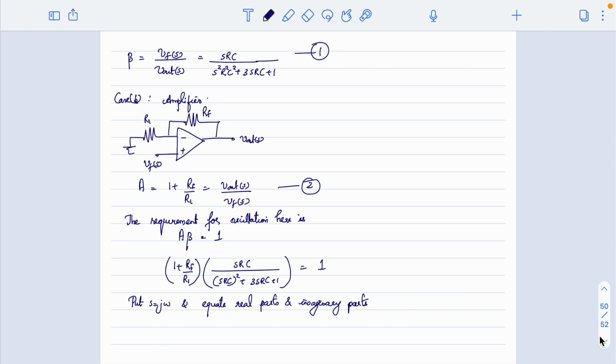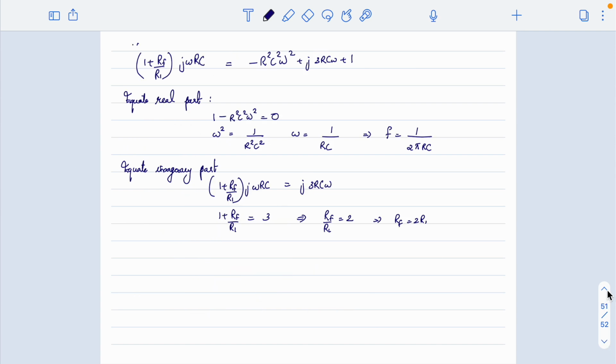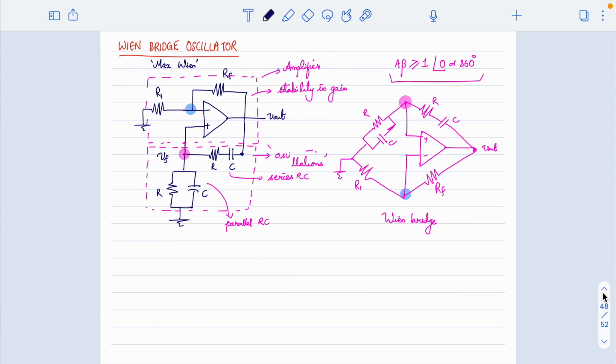So to obtain the condition for the circuit to oscillate, there are two things. One is the condition for gain at the frequency of oscillation. At f is equal to 1 by 2 pi RC, the circuit should provide a gain such that 1 plus RF by R1 is equal to 2, right? So this is the circuit and analysis of the Wien bridge oscillator.